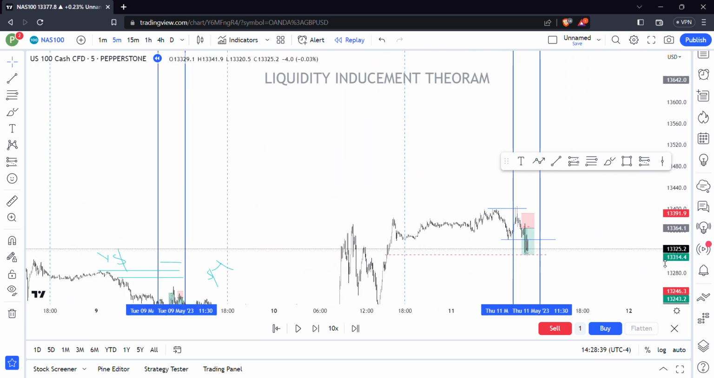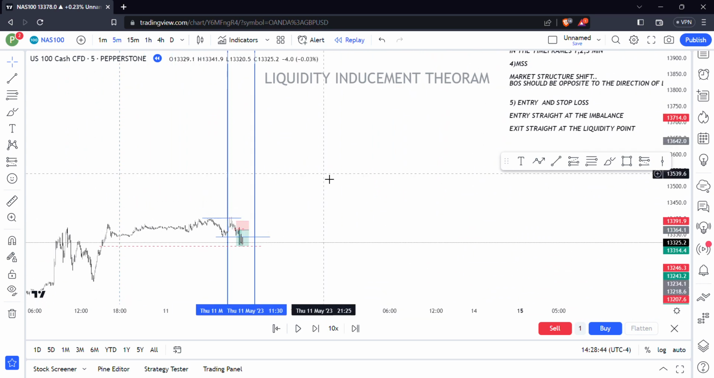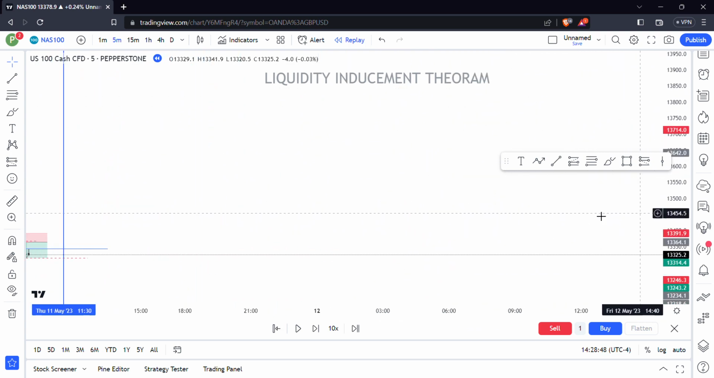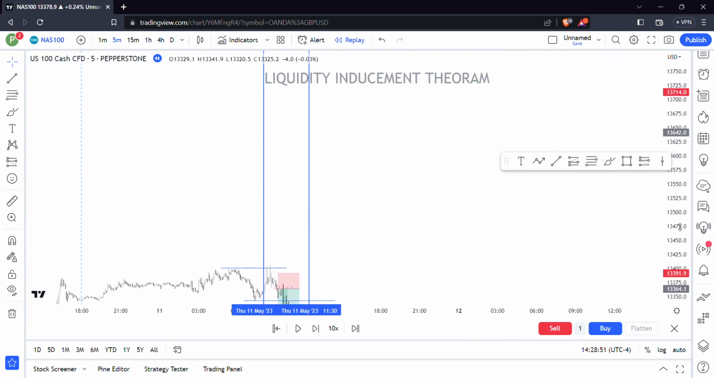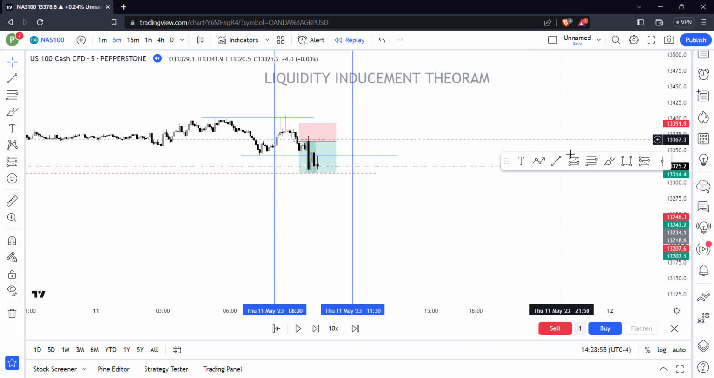What's the first point on the checklist? First point is timing. We note down the timings by using the blue bars. And the liquidity graph, where is the liquidity graph? The liquidity graph is here. The market took the buy side liquidity. And is there the imbalance? Yeah, of course there is imbalance where we entered.